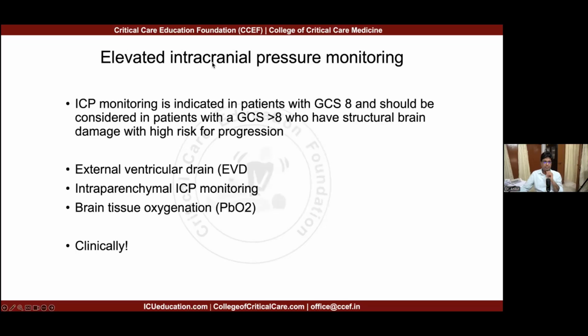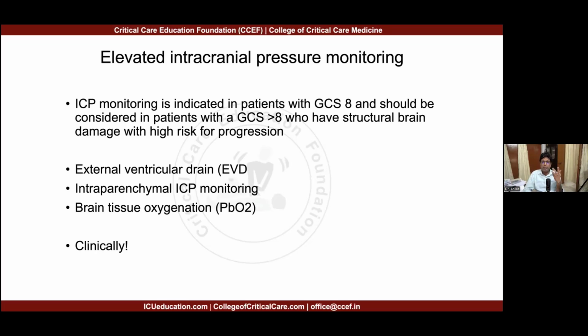Now, how do we monitor intracranial pressure? Why is it important? There are many tools available. You put an EVD and then measure the intracranial pressure, or you put a parenchymal probe and measure the intracranial pressure, or you have brain tissue oxygenation, which is in an advanced neuromonitoring setup. Is any of them more beneficial than the others?